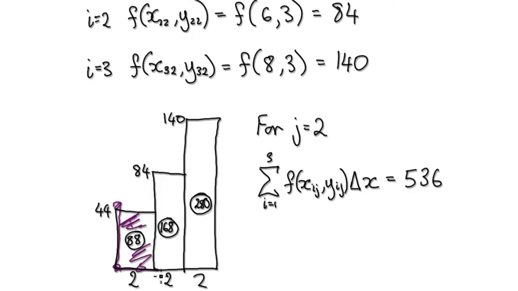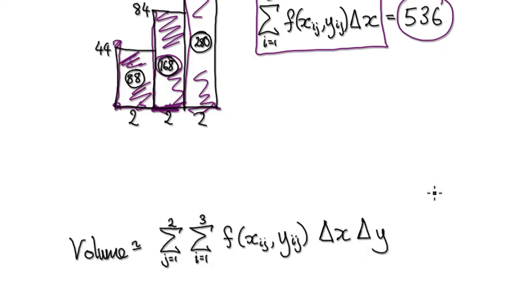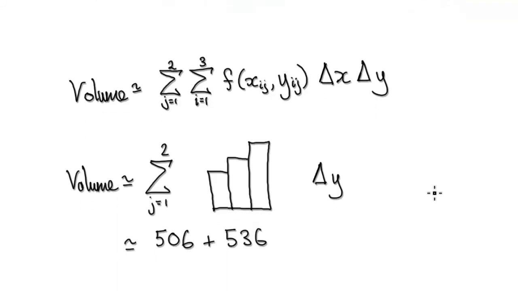And then our second height is 84. Times it by delta x again, it will give you the second area, which happens to be this. And then our third height, times it by delta x, it will give you the third area. So this whole thing here, when j equals 2, will be 536. So what we've done is this. This thing here sums up all 3 strips.